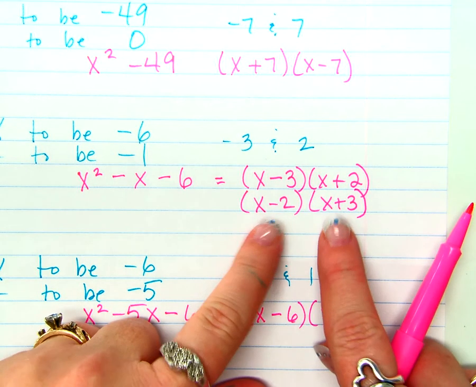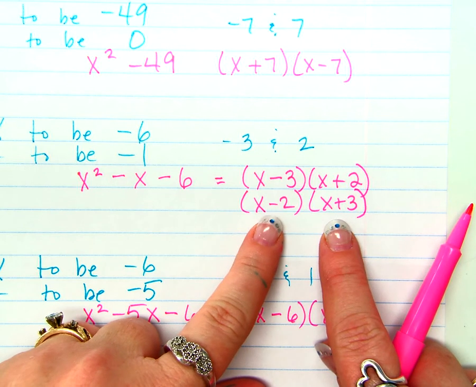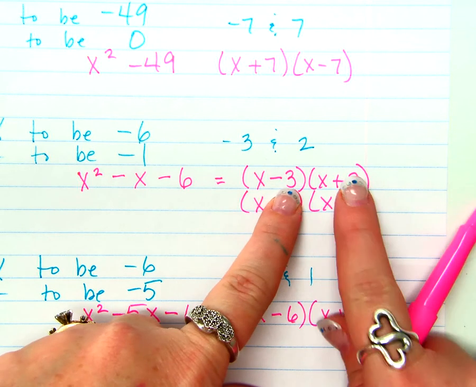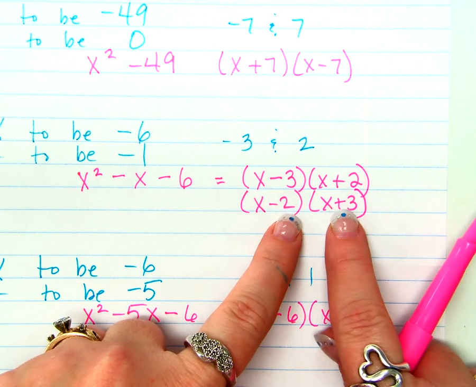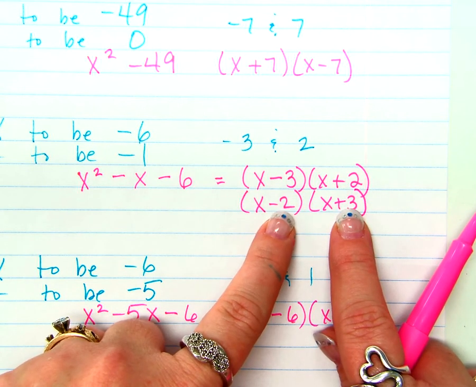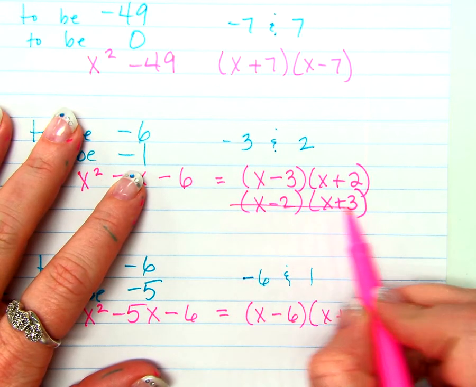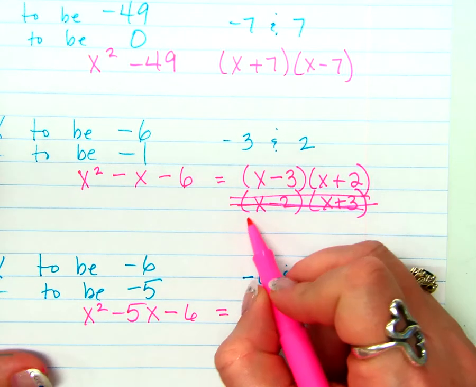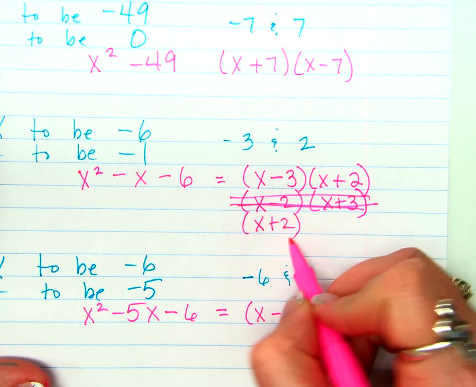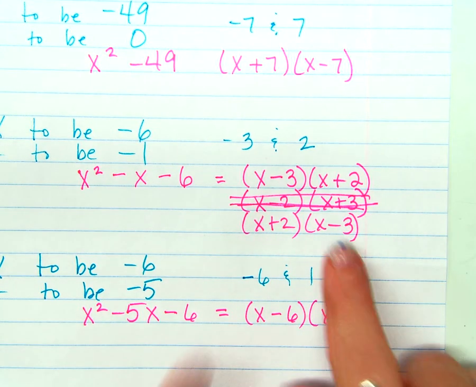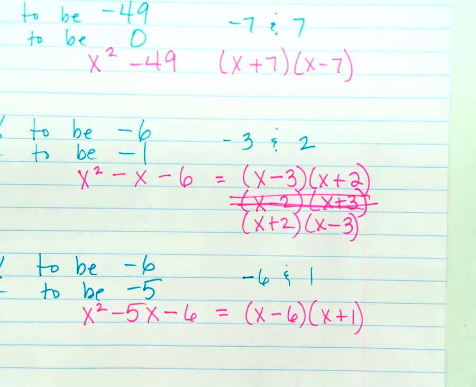What did I say? It's not okay this time, is it? Because here I had a negative 3 and a positive 2. Here I have a positive 3 and a negative 2. Is that okay? No, the signs are different. That is not okay. What would be okay? X plus 2 and x minus 3 would be okay, wouldn't it? Okay, it's the same sign, it's just a different order. Does that make sense? Okay?